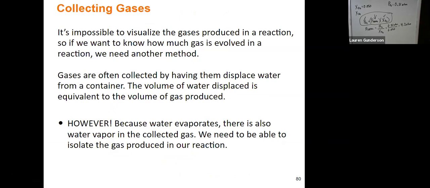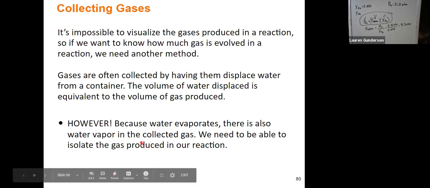The next thing we really want to look at is how to collect gases experimentally. We don't actually get to see the gases that are being produced in chemical reactions. Sometimes we can see some bubbling or something like that. But when a gas is a product in a chemical reaction, it doesn't form in a tangible way, the way that a solid precipitate does when we mix two aqueous solutions together and an insoluble product forms. So we need to find a way that we can collect and measure our gas products so that we can find out information about them.